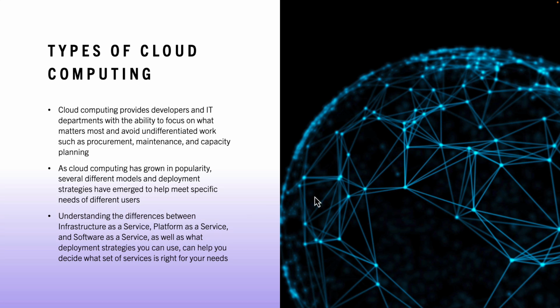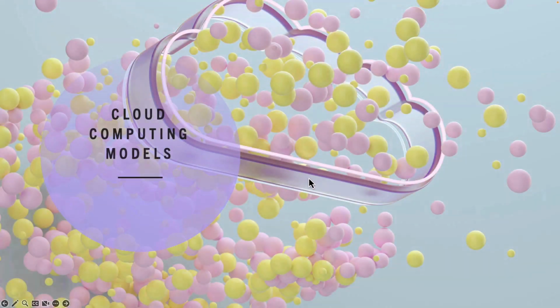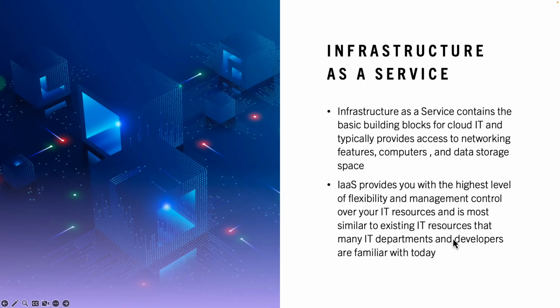Here, when we talk about infrastructure as a service, it is a service which contains the basic building blocks for cloud IT and typically provides access to networking features and computers. So it could be virtual or on dedicated hardware. It will provide the data storage requirement. So this infrastructure as a service gives us the highest level of flexibility and management control over the IT resources that we have whenever we are working. So this is the overall idea about infrastructure as a service.